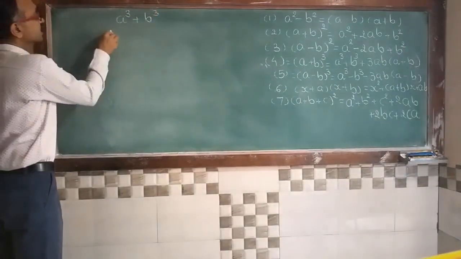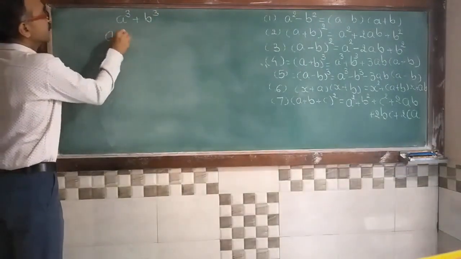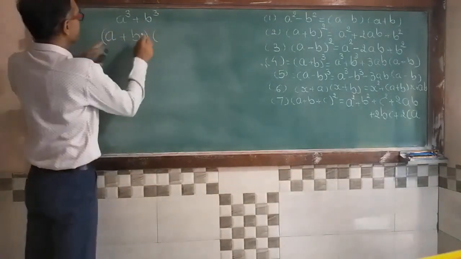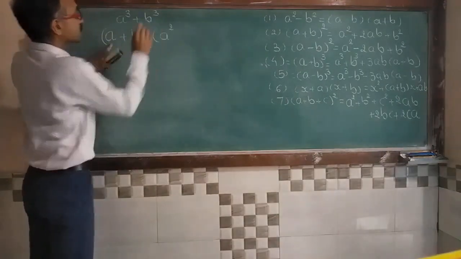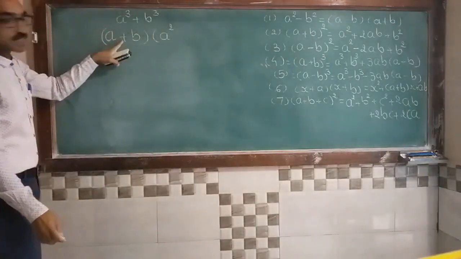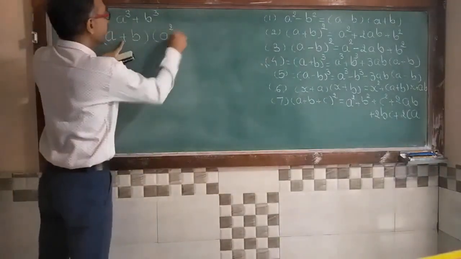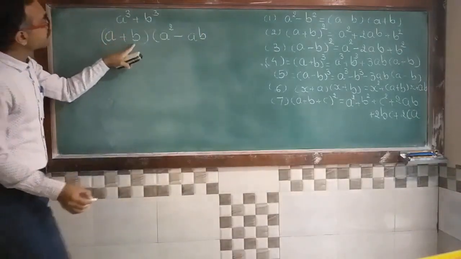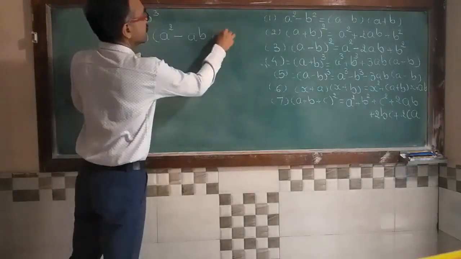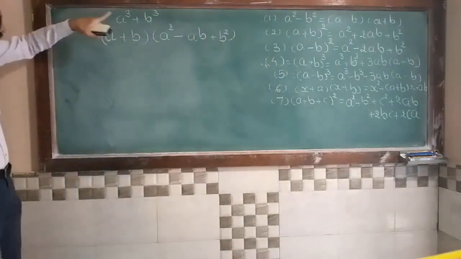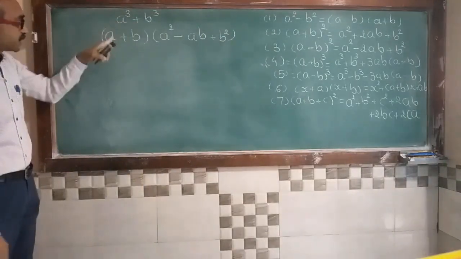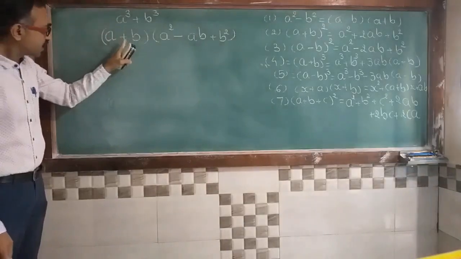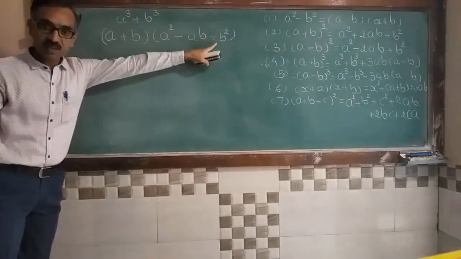Now suppose you are given a cube plus b cube. So the answer is (a plus b) into the first bracket, into the second bracket: square of the first term, a square, here plus is there, so you have to write here minus a into b, that means ab, and the last term is plus b square. So this is the formula. If a cube plus b cube is given to you, the answer is first bracket (a plus b) into second bracket a square minus ab plus b square.